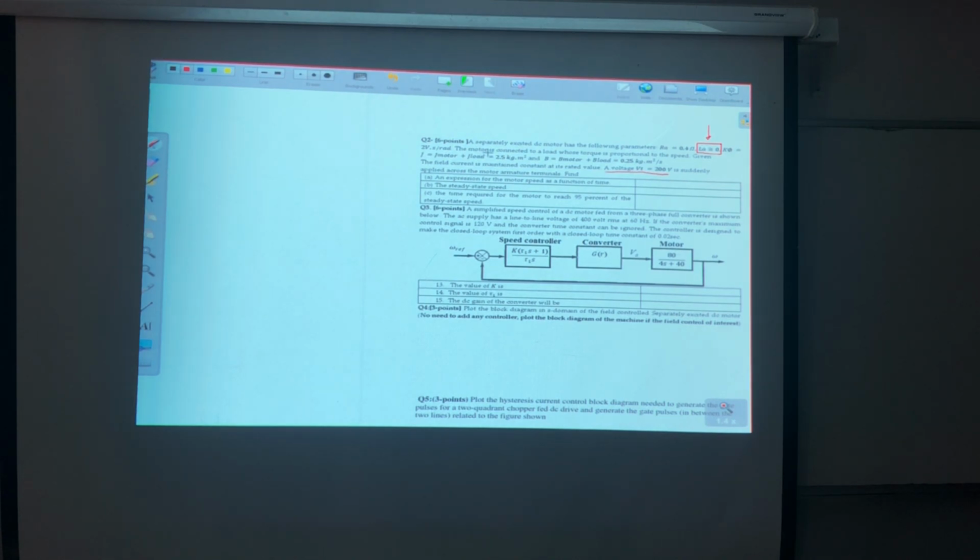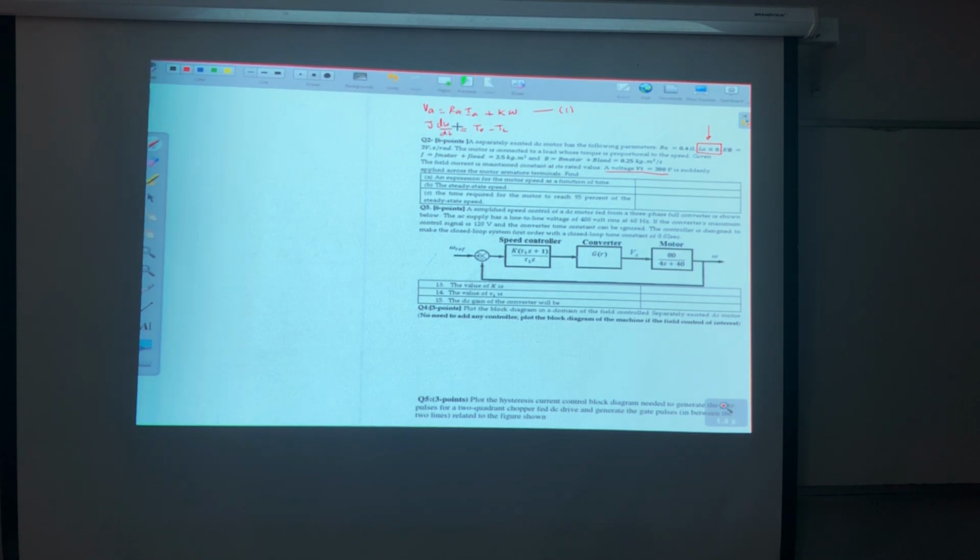So now this one is also very simple. I will say that VA will equal RA IA plus EA, which is K phi, or K in general, multiplied by omega, correct? This is the first equation that I need to think about. Then J d omega by dt will equal TE minus TL, minus B.